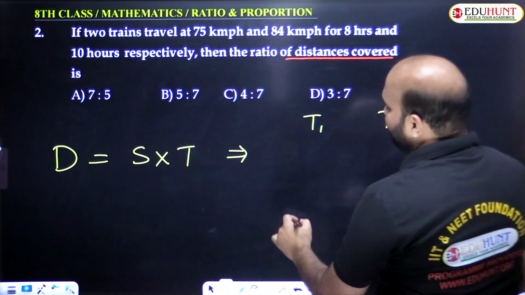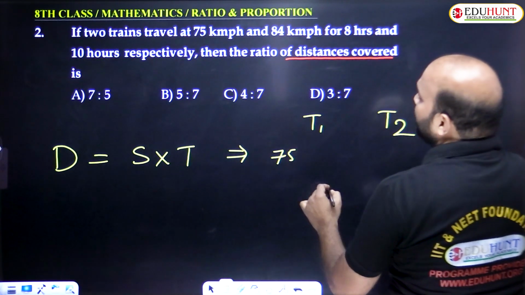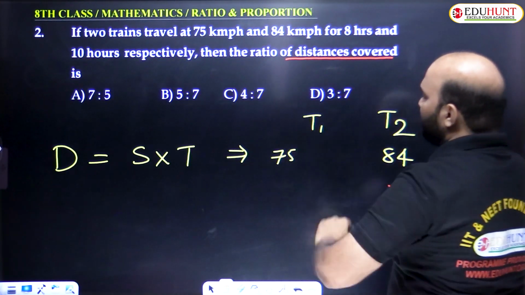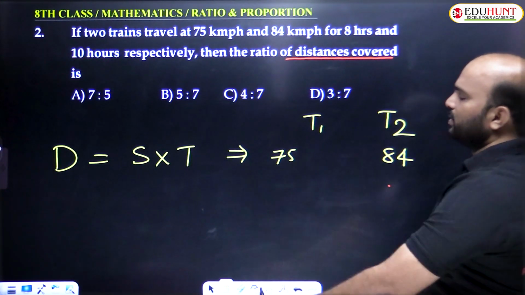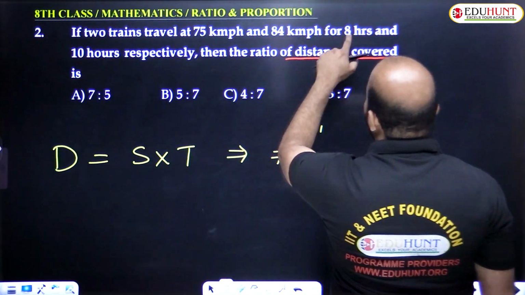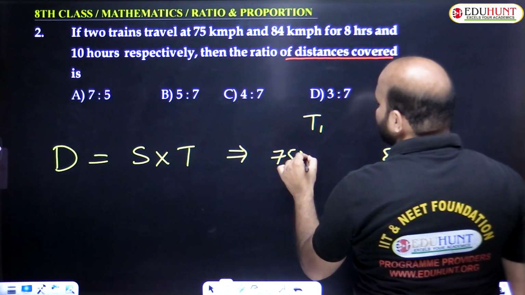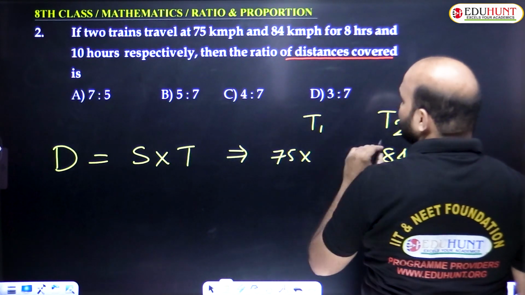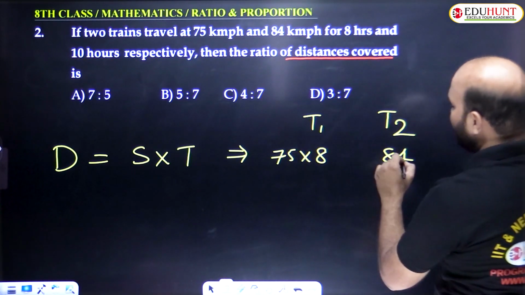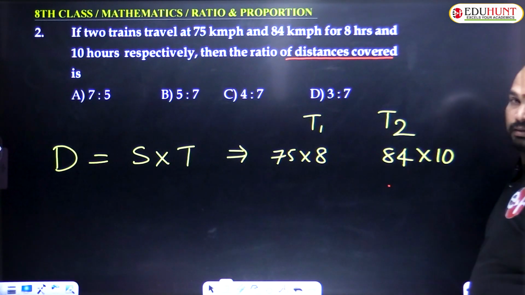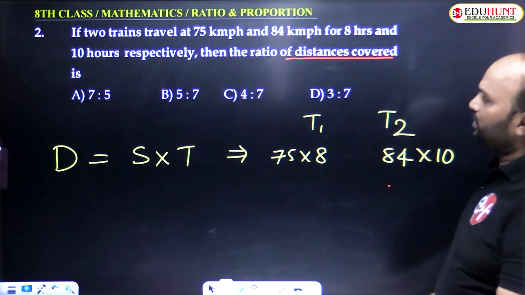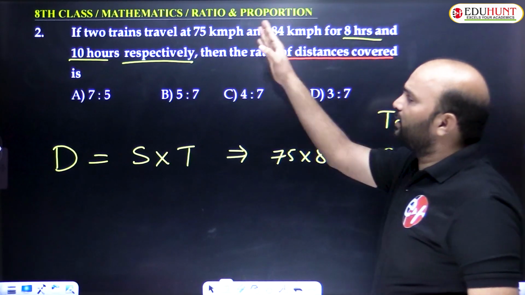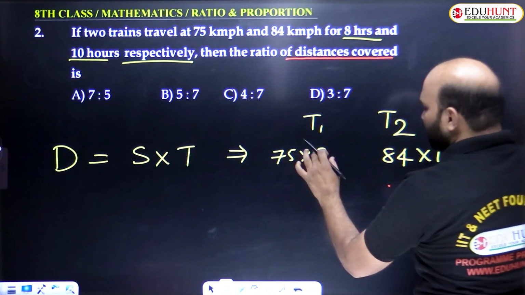So train 1 speed is 75, train 2 speed is 84 km per hour. The time is already given, 8 hours and 10 hours respectively. Train 1 covers at 75 km per hour for 8 hours, so 75 into 8. The second train takes 10 hours. Train 1 takes 8 hours, train 2 takes 10 hours to complete the journey. So speed into time is called distance.